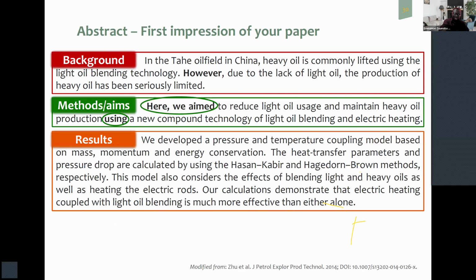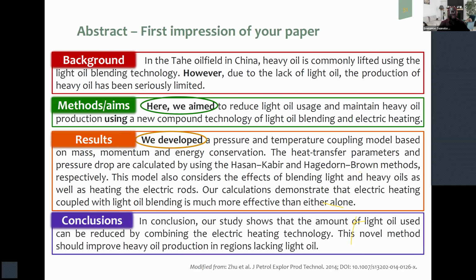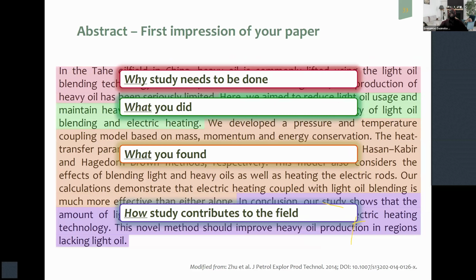All right. Here, even some parts that I said they were what? Methods are also results. You look at it in detail, you realize it. We developed a pressure and temperature coupling model based on this. So what they found, they put it there. Then conclusions. In our conclusion, our study shows this. And that is it. So that is how a good abstract should be written.